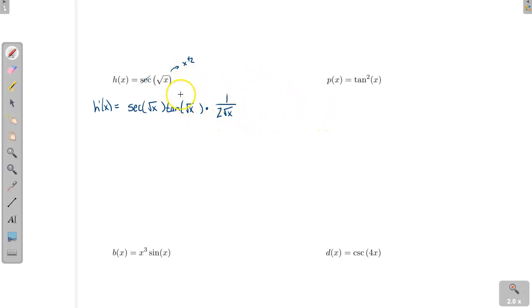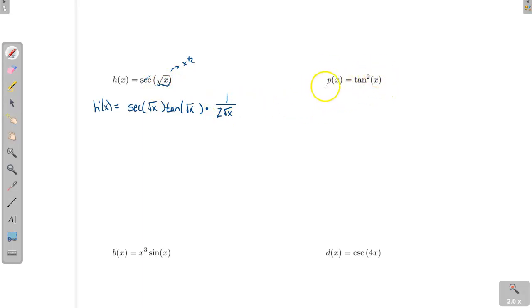And notice I only have to do this once because it's just this one inside thing. I'm not multiplying by both of these for the chain rule, even though there's two parentheses. I'm doing the chain rule to the original function, so I just have this one square root of x, which turns into its derivative.